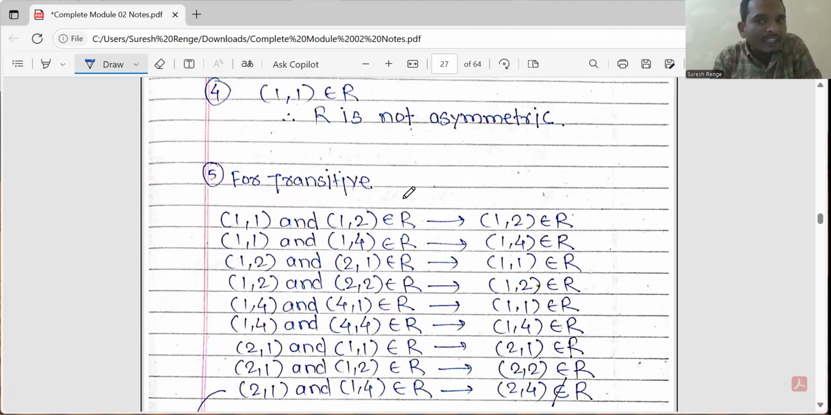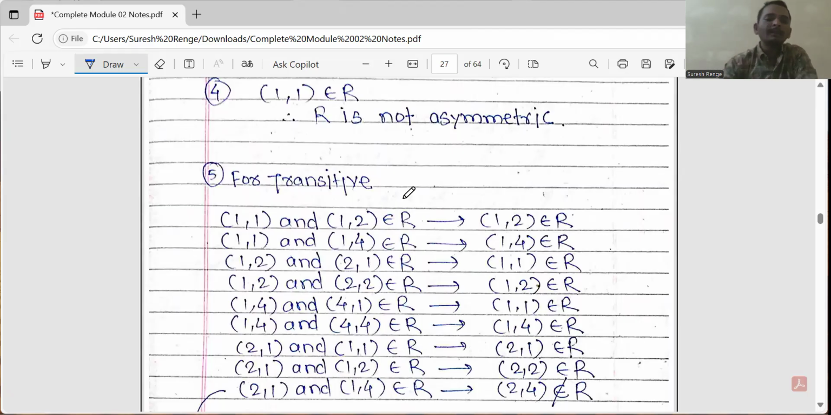Let us start to check whether the given relation is a transitive relation or not. If you want to say the given relation is transitive, then for all the possible combinations, the transitive property must be satisfied. If you are able to show one example, one pair in that relation that does not satisfy the transitive property, then we directly comment that the relation is not transitive.